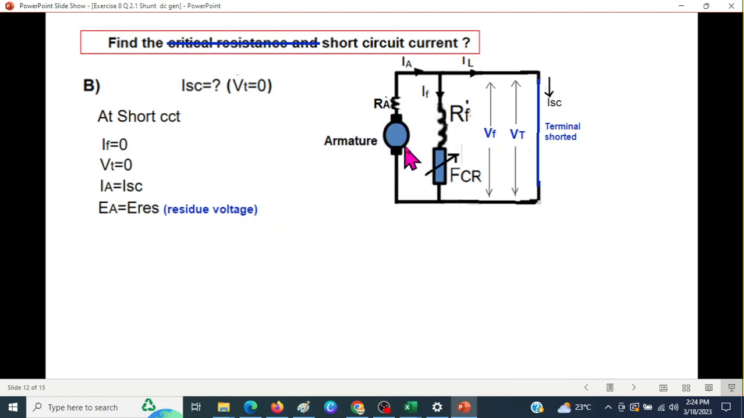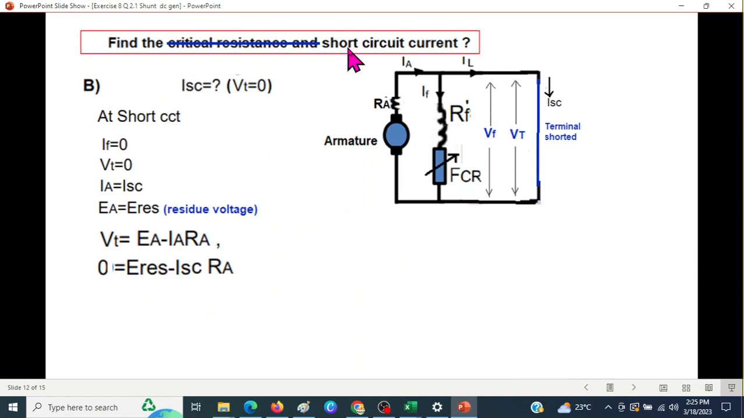So whatever is left over in the generator, in the magnetic fields, is called the residue voltage. And generally, because of this, the generator starts. But if it does not start, then we have to supply some external voltage here to restart it.